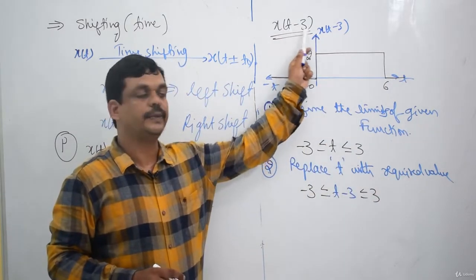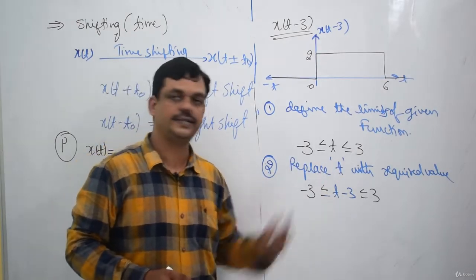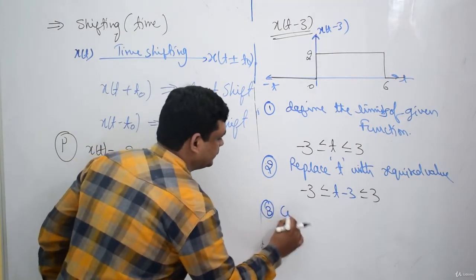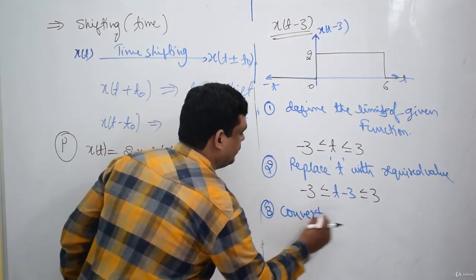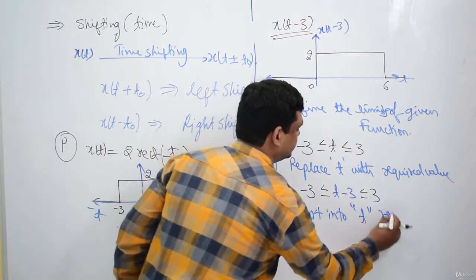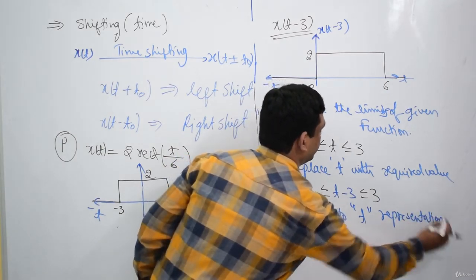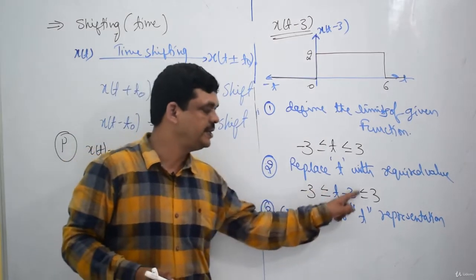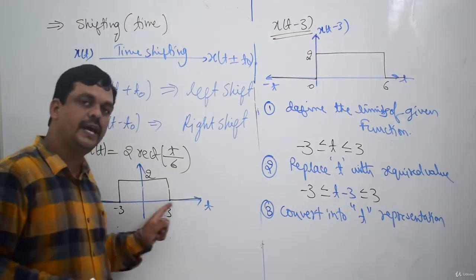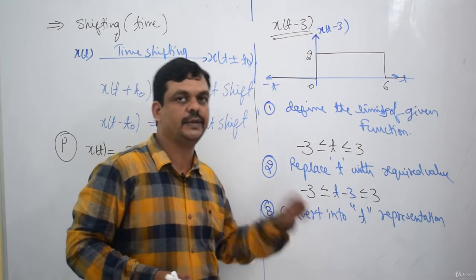Required value is t minus 3. So replace this with t minus 3. Right, this is as it is and this is as it is. Then third step, convert into t representation. So now convert this t minus 3 to t, because always this axis should be the time axis, t axis only. So convert this t minus 3 to t representation.